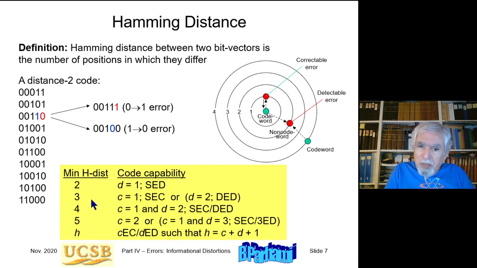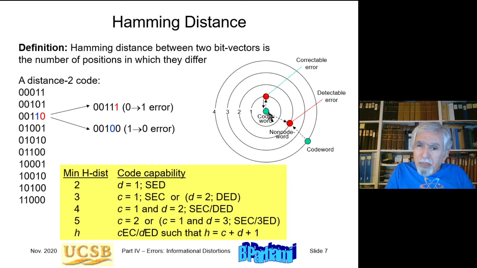And more generally speaking, if you have distance d, you can detect d minus 1 errors. Now, if your distance is 3, you have the option of detecting 2 errors. If you use the code as an error detecting code, you can detect 2 errors, or you can correct 1 error. Okay, so here is the justification.